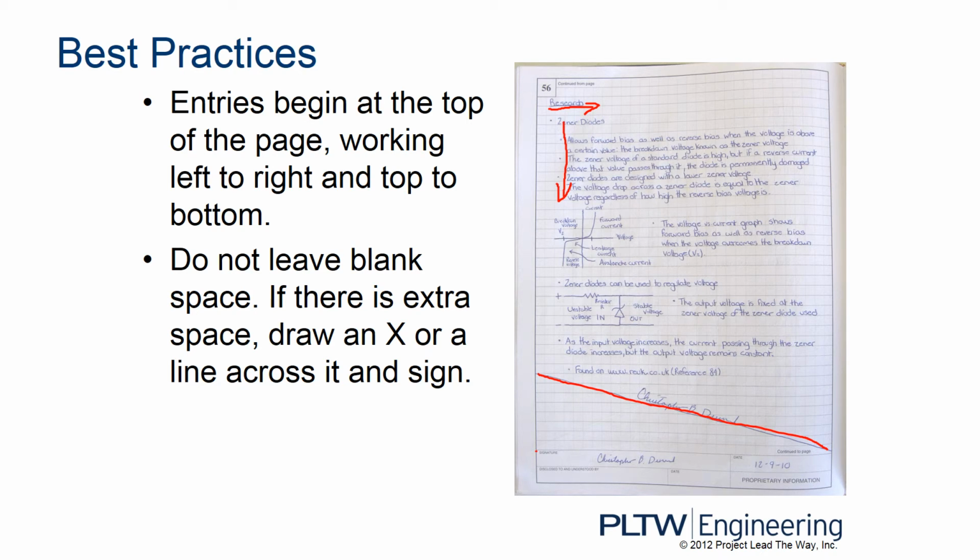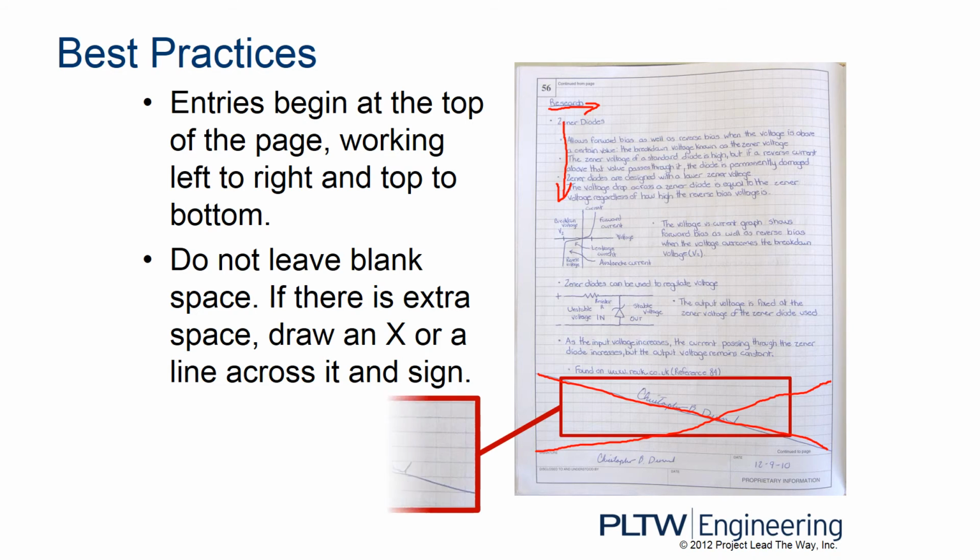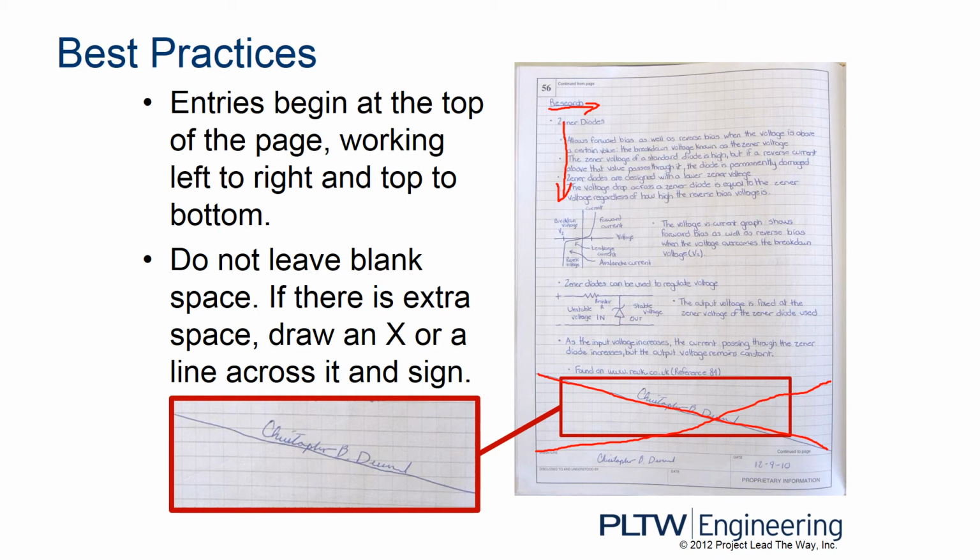I personally like to do an X. That way I don't have any temptation to write in any of the extra spaces. I like to do an X and then I like to sign it. It's also permitted to initial it, but signature is probably a little bit better. You'll notice here's a close up. They have signed it. Very important.